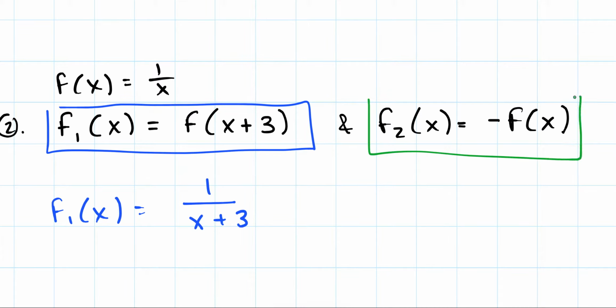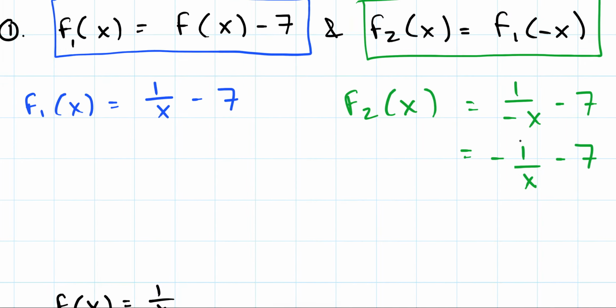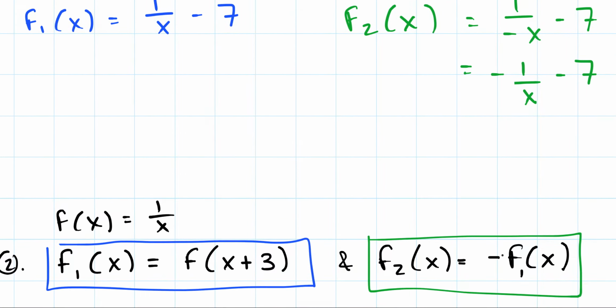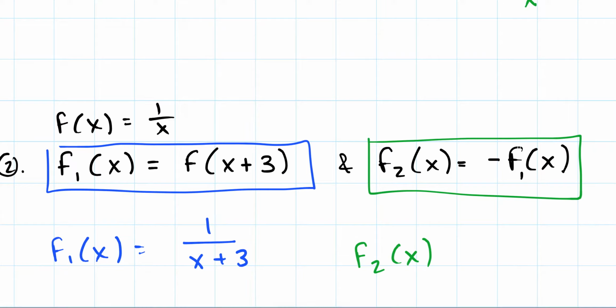For f2, this says take this new function. Sorry, this should be an f1 here. Just make sure I put that in the last problem too. I did. For some reason I forgot to put it here. I want to take f1 and I want to multiply it by a negative. Okay, so then just put a negative on the outside of f1.